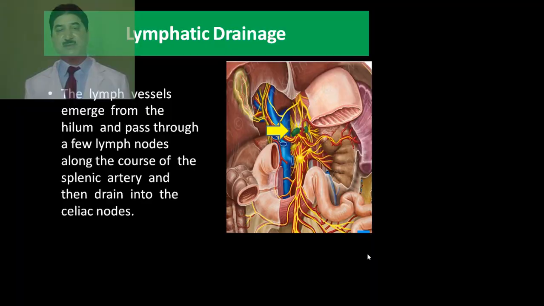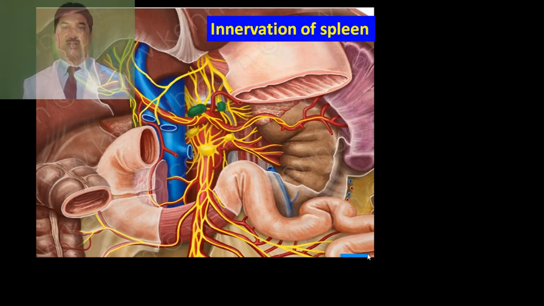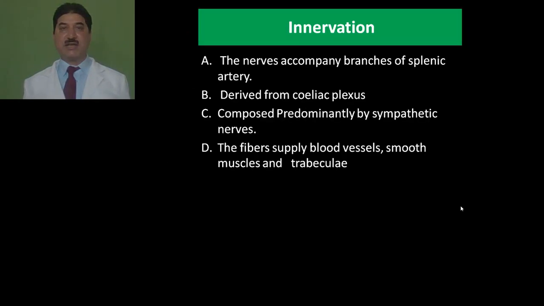Innervation of the spleen. Spleen is supplied by sympathetic nerves. These nerves originate from T12 and L1 segments of the spinal cord. The sympathetic nerve fibers are distributed along the branches of the splenic artery, as shown in this diagram. The nerves accompany branches of splenic artery. They are derived from celiac plexus, which is composed predominantly of sympathetic nerves. The fibers supply blood vessels, smooth muscle, and trabeculae of spleen. They are vasomotor.